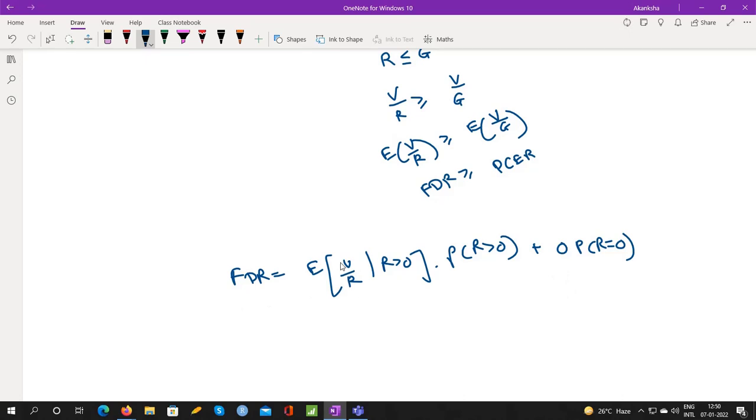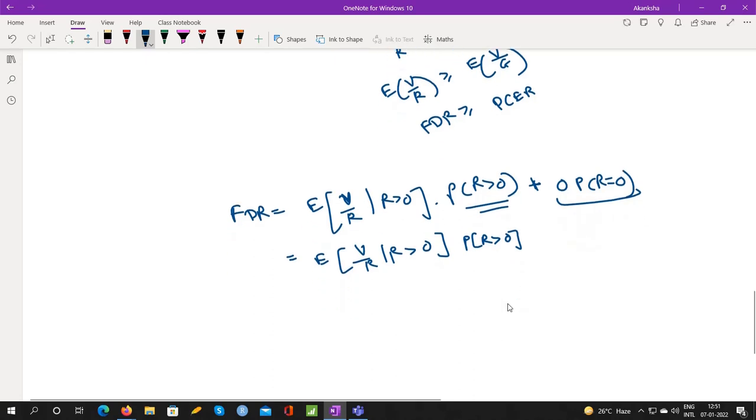One value of FDR is the expectation of V by R. It is true only when R is greater than 0, so I have to multiply by the conditioning event. And the remaining value is 0, which happens when the probability of R is equal to 0. So this part anyway is 0, and I don't need to worry about it. So this is the expectation of V by R given R greater than 0, times the probability of R greater than 0. Okay.